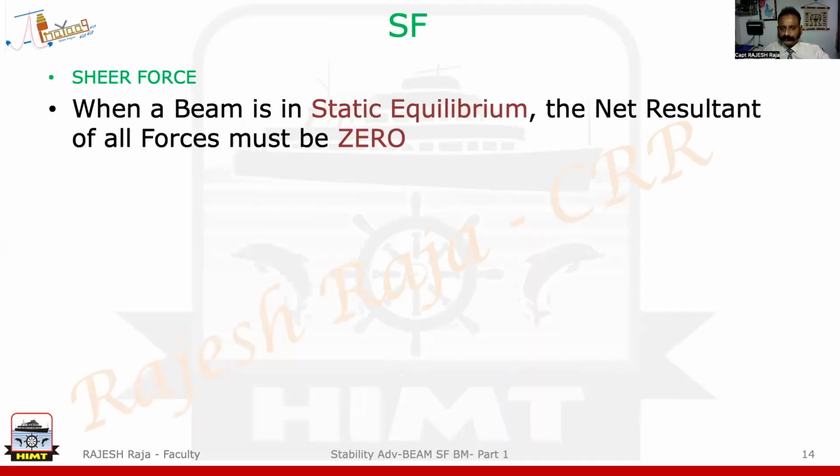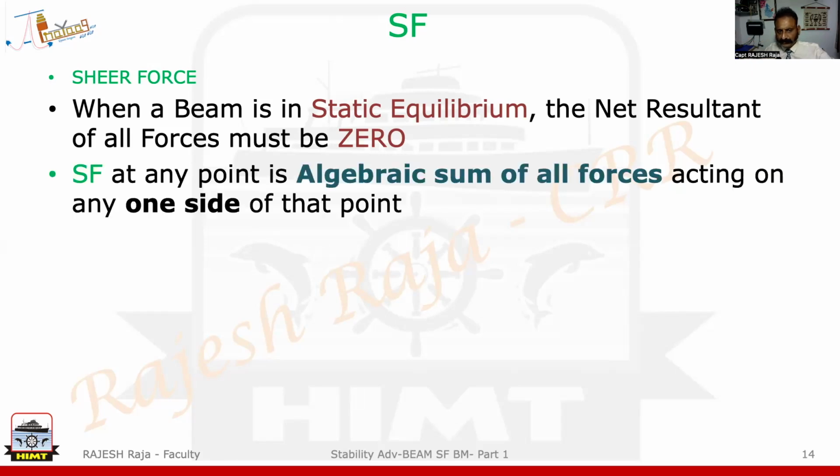When a beam is in static equilibrium, that means nothing has gone wrong, it has not got damaged, and if I remove the forces which are acting on it, it will come back to its own shape. In this condition, which is called static equilibrium, I'm not putting any dynamic forces also, the net resultant of all the forces acting on that particular beam should be zero, which actually means, I can put it in a different way, that at any point, the algebraic sum of forces acting on any one side, that is how this whole calculation of your SF and BM is done.